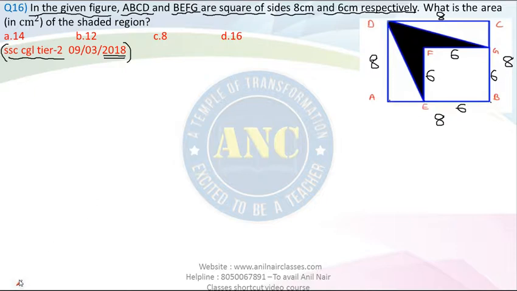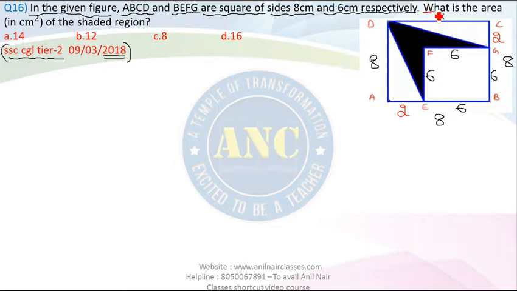That means, in simple understanding, I can say that this entire A to B is 8, E to B is 6, so A to E is another 2 units. Similarly, entire B to C is 8, B to G is 6, so C to G is another 2 units. I hope till here it is very, very clear for you.